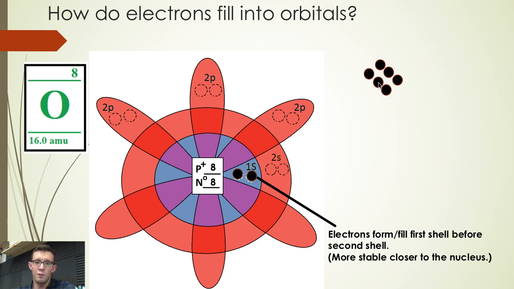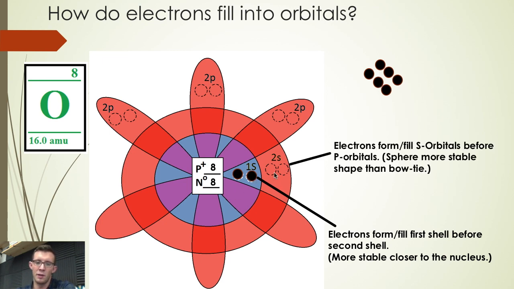Then the electrons will fill into the s orbital of the second shell before they fill into the p orbitals. It turns out the s-shaped orbital is a more stable configuration for these electrons to be in than in a p-shaped. But after the second shell's s orbital is filled, the electrons will repel into the second shell p orbitals.